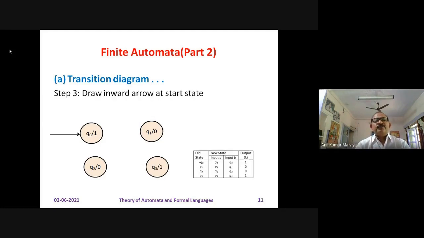Next step. Draw an inward arrow at the start state. Here you can see Q0 is the start state. Okay.